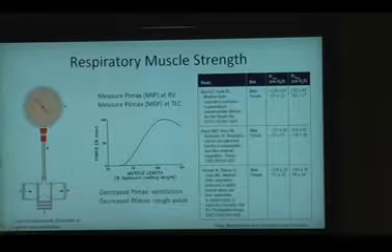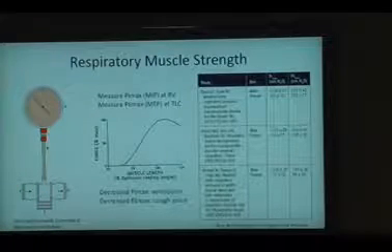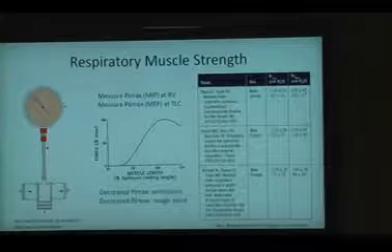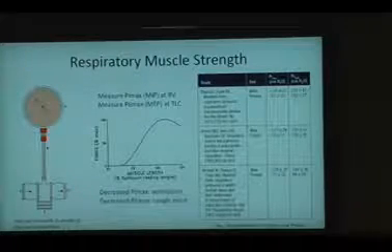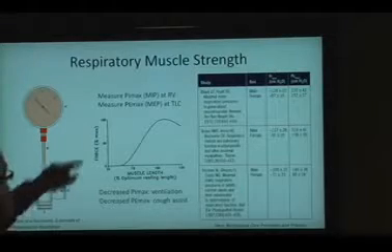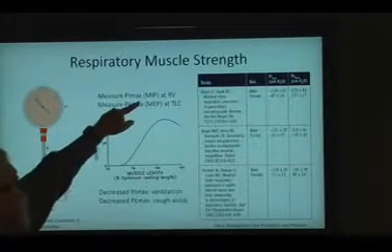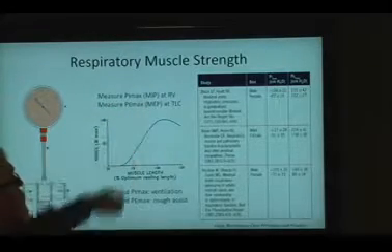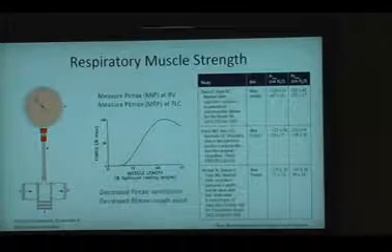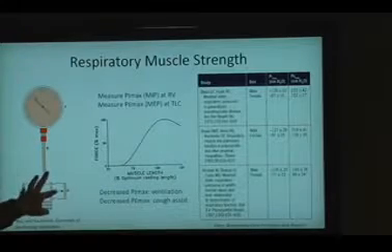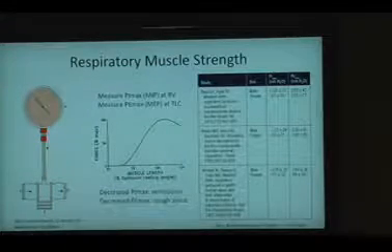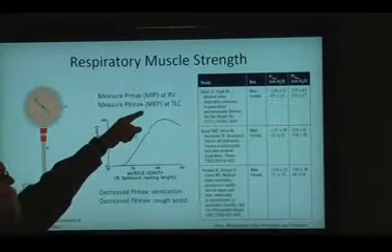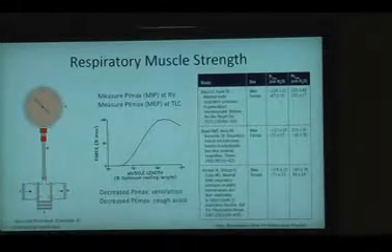So every one of us in this room has measured respiratory muscle strength at some time or another. Some of you maybe earlier today, I don't know. This is what we do when we measure maximum inspiratory pressure, or MIP, or maximum expiratory pressure, which we commonly call MEP. And as you know, we use a valve system so that we can measure the MIP at residual volume, and we can measure the MEP at total lung capacity.